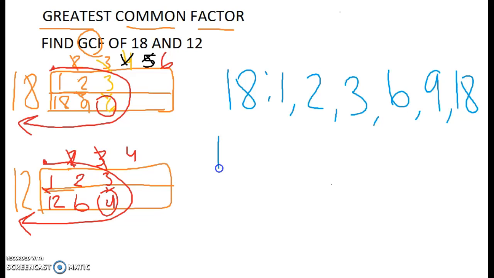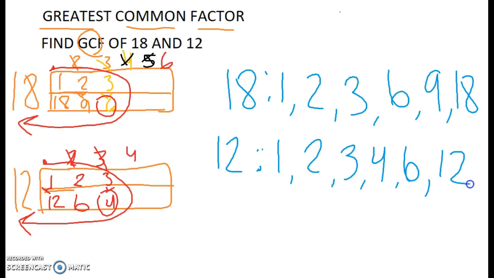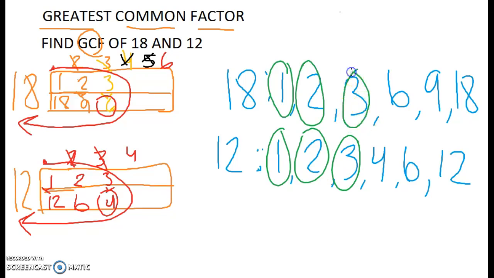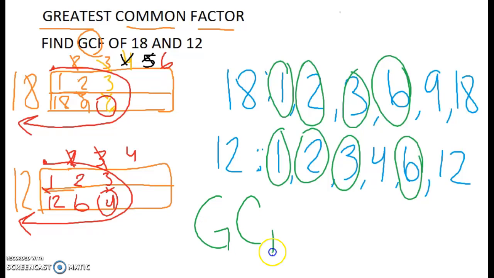I want to do the same thing for 12. If I follow my arrow, 1, 2, 3, 4, 6, 12. My next step is to go through my list and circle any common factors that 18 and 12 have. So I see 1, 2, 3, and 6.